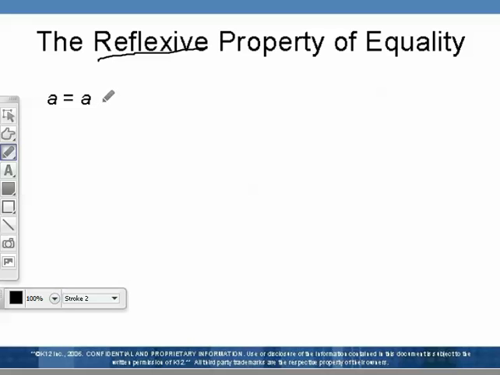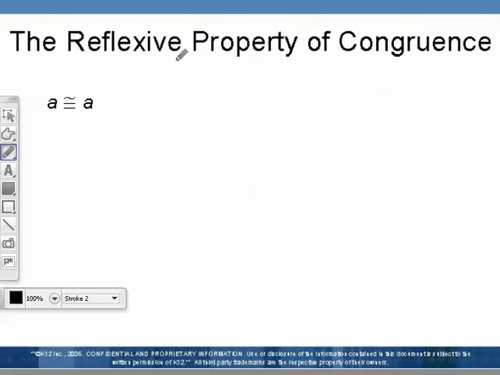It's like looking in the mirror. If you see the same thing, it's your reflection. And guess what? Reflective property of equality. I'm trying to give you ways of remembering these properties, by the way, guys. The reflective property of congruence.